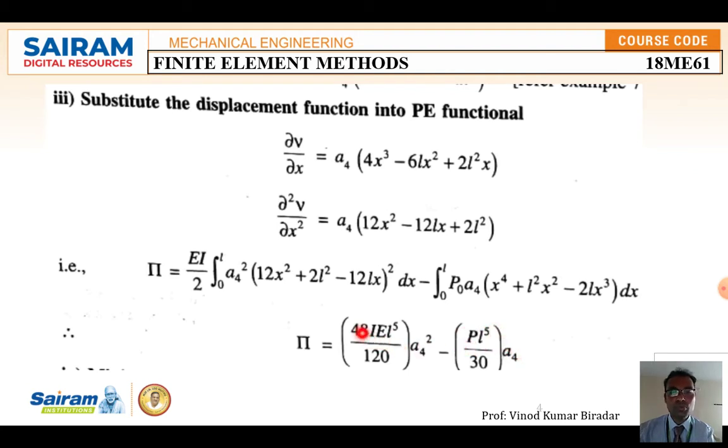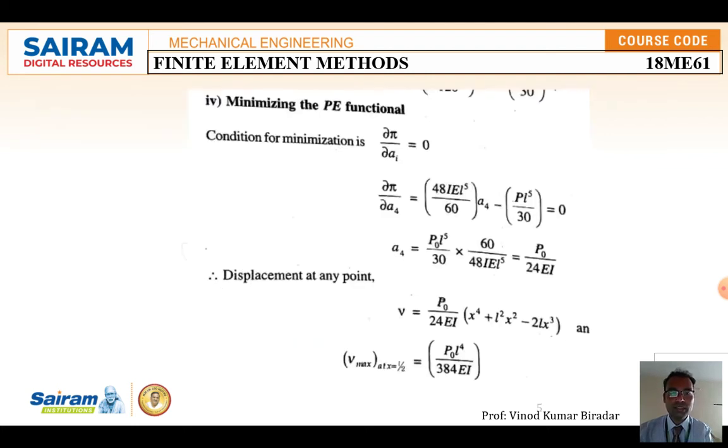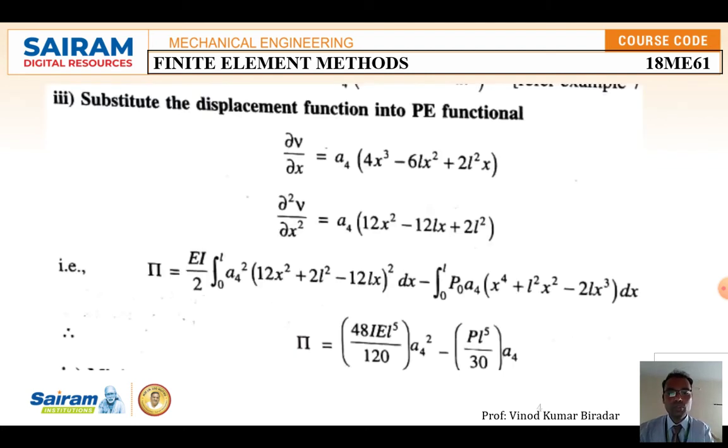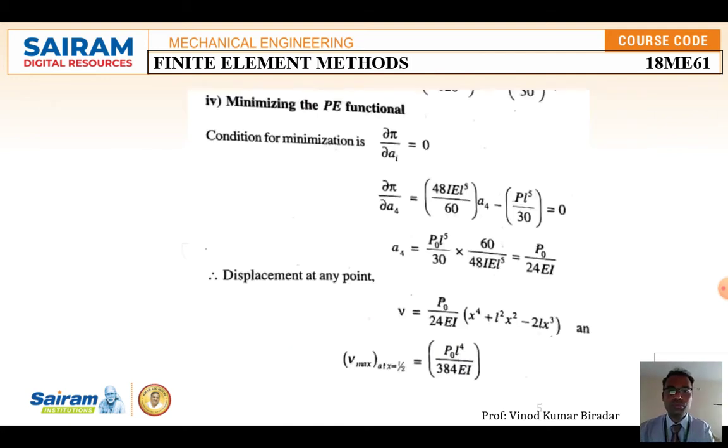Once you do the integration, you are going to get the minimum potential energy function Π is equal to like this. So here how many unknowns are there? A4 is the unknown, so differentiate this potential energy function. For it to be minimum, the condition is ∂Π/∂A4 equal to 0.